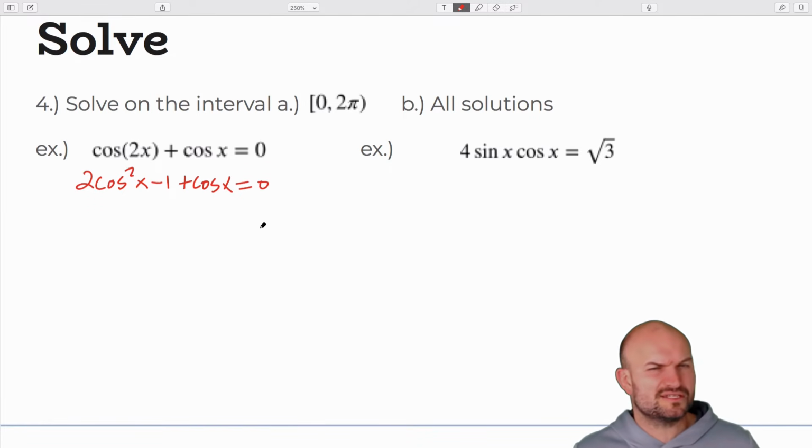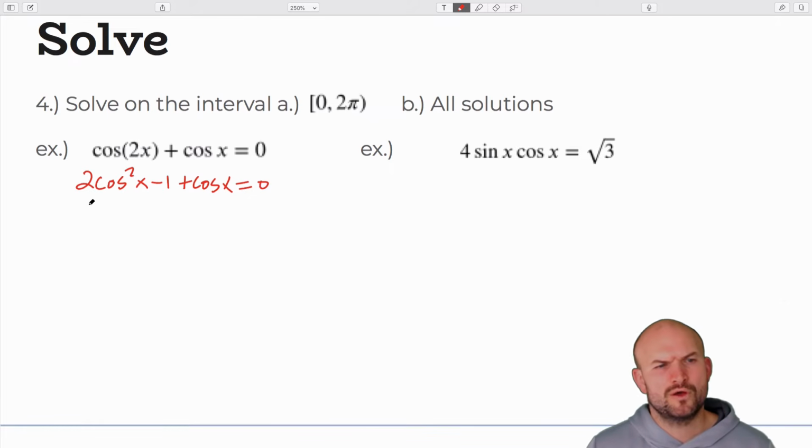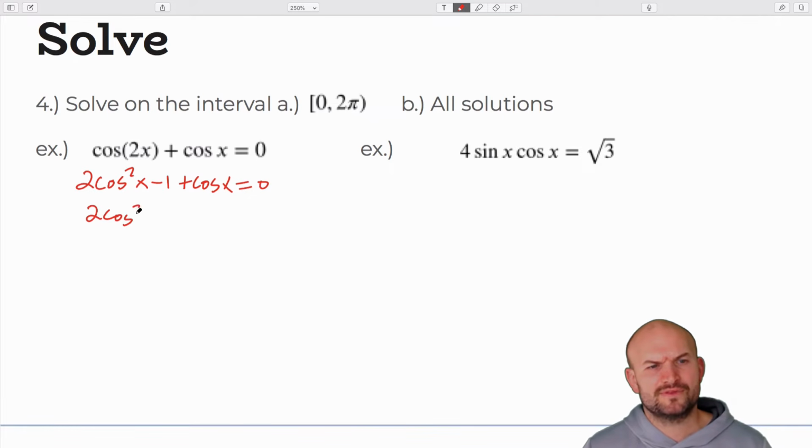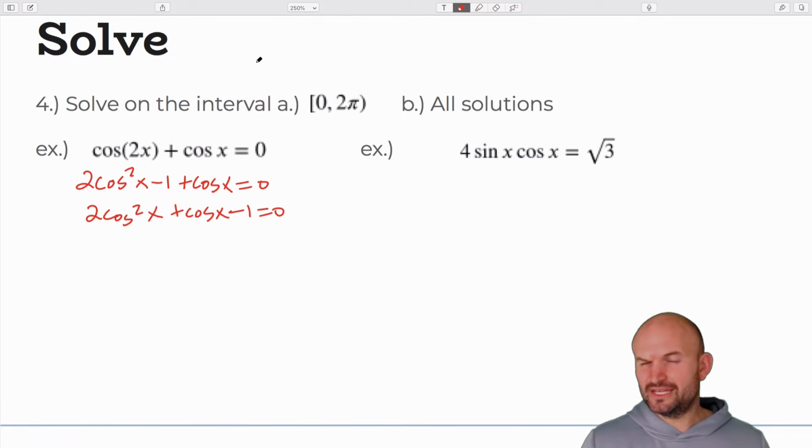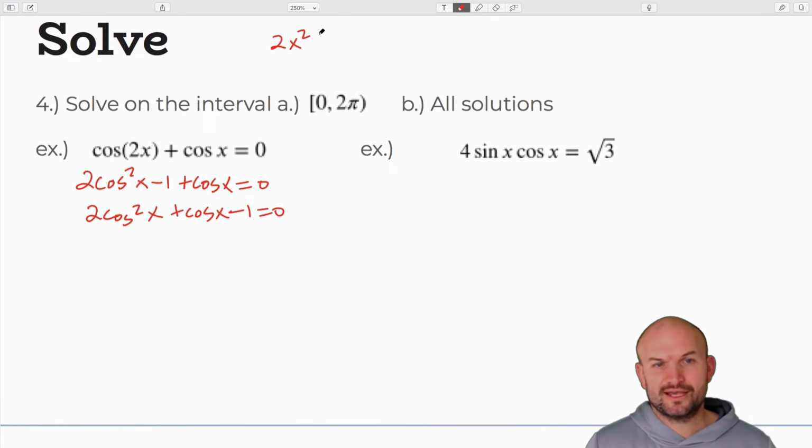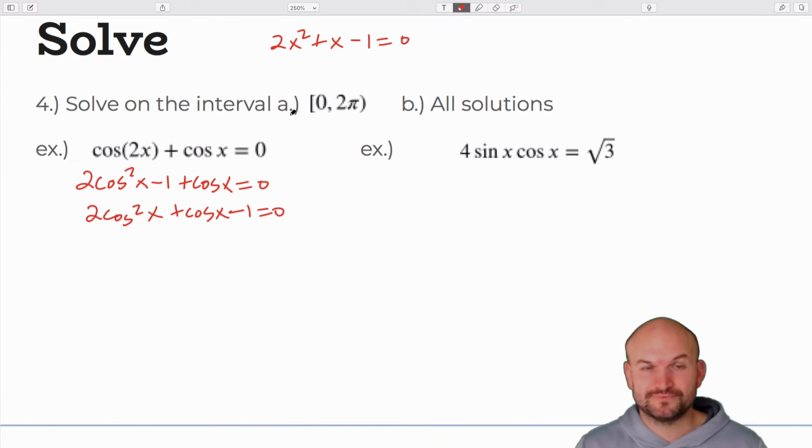Now again, this starts to look a little familiar. I'm like, what do I recognize about this equation here? What does this look like? Well, if you just kind of forget that you're dealing with cosines for a second, you can see that this looks like a quadratic trinomial, right? And we can solve these by factoring.